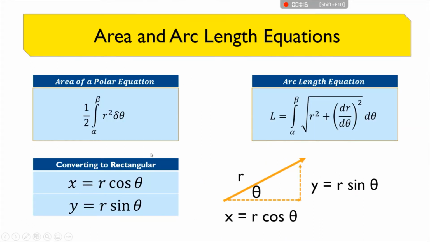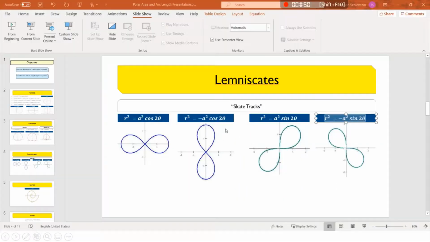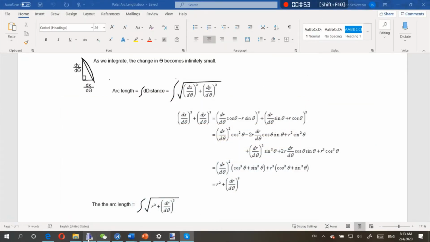Awesome. So here's everything in one page. We've got our area of the polar equation is from alpha to beta of 1/2 r squared d theta. Our arc length equation, the integral from alpha to beta of the square root of r squared plus dr over d theta squared d theta. And then if we need to convert to rectangular, we've got our components. Any questions on anything so far? Nope. Okay. Let me break out of this then, and we'll take a look at one more.